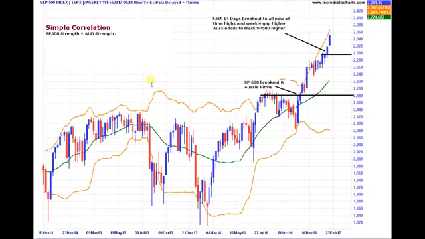S&P 500 weekly chart. I just want to look at a simple correlation between the S&P and the Aussie dollar. I think we can get clues from what is going on in the S&P in terms of what will be going on in the Aussie dollar as we move forward. So the simple correlation I put down is simply S&P 500 strength equals AUD strength, and this has been in place after Trump won the election victory.